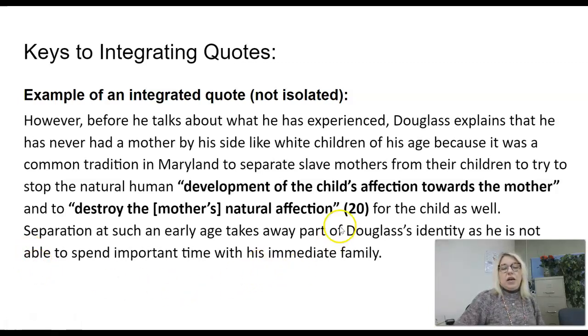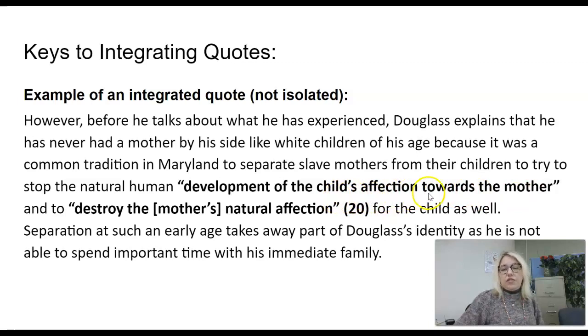So you can see that now these quotes, I've actually got 2 quotes from that one long quote, are working to help make a point. And I've used some of the language from that long quote, and I've paraphrased it, like saying, it was a common tradition in Maryland to separate slave mothers from their children. That is me putting Douglas's words in my own words and then just quoting a shorter chunk, the part that's harder to say any better myself.